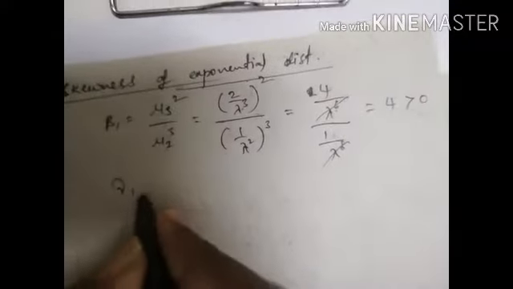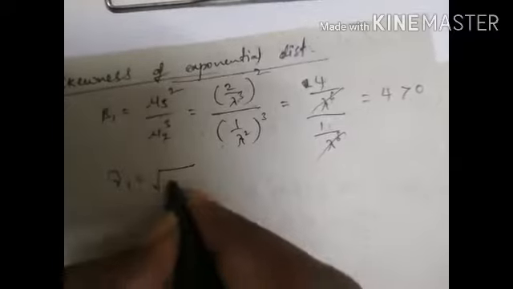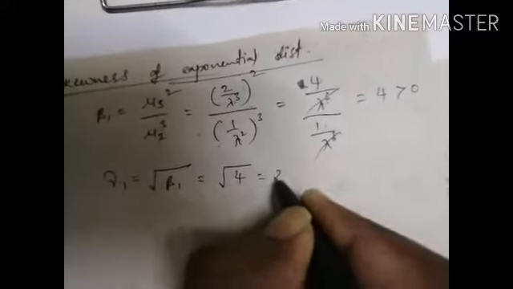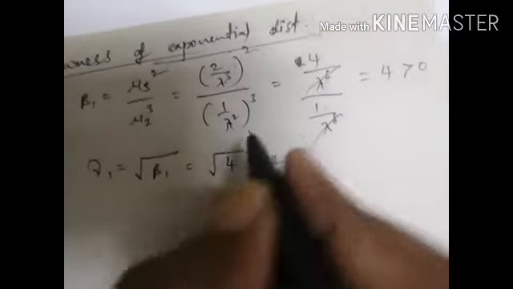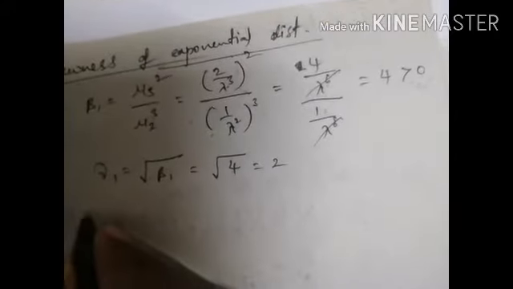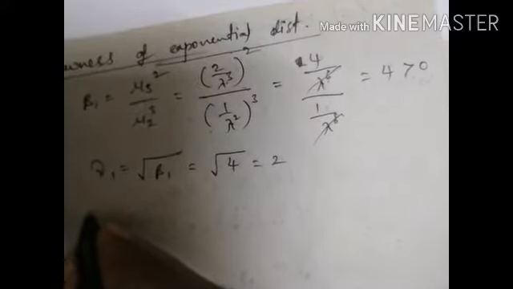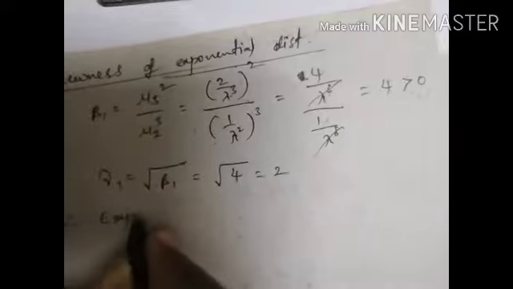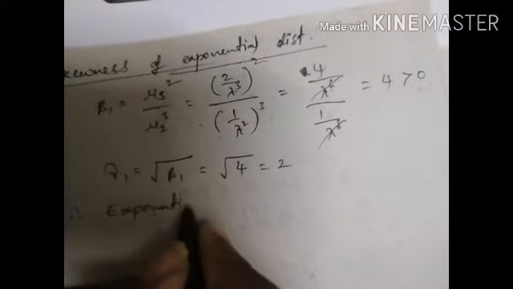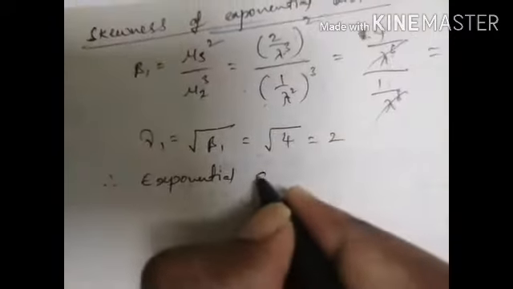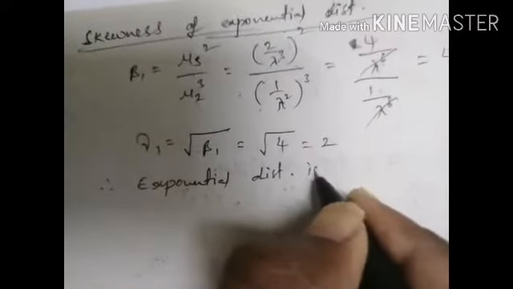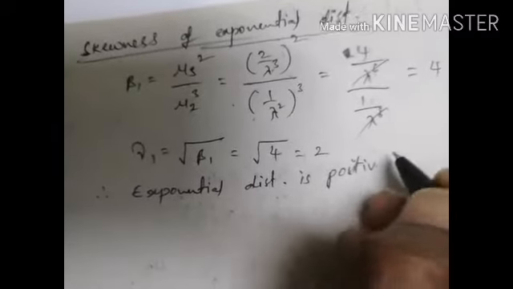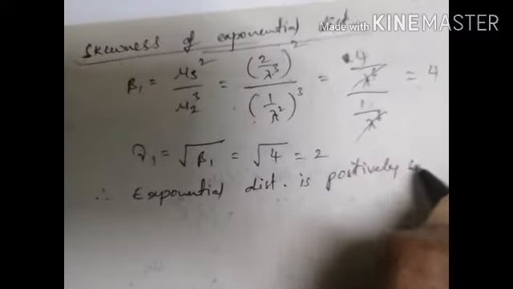After that, gamma 1. What is the gamma 1 formula? Square root of beta 1, that is equal to, what is beta 1? 4, that is equal to 2. Right. So the exponential distribution is positively skewed.